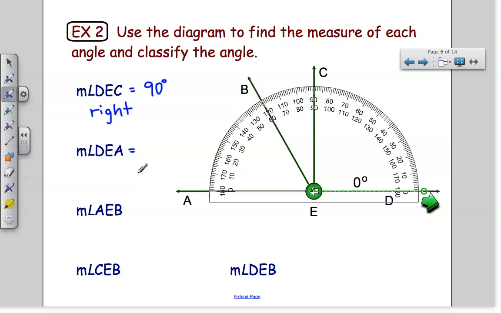Okay. Next example, what's the measure of angle DEA? Start at D, go to vertex E, go out through A. Well, I just did a straight line, which I know measures 180 degrees, and this is a straight angle.